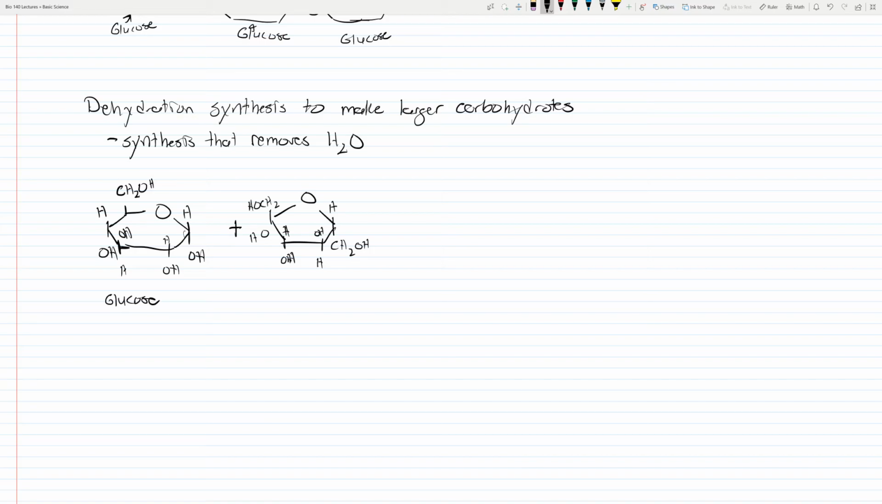What we really want to illustrate here is how we're going to combine glucose and fructose to make sucrose. Okay, so I'm going to draw out sucrose. I'm going to skip pretty much everything else. I'm just going to keep all this. And if you look at these two bound together, this is sucrose.